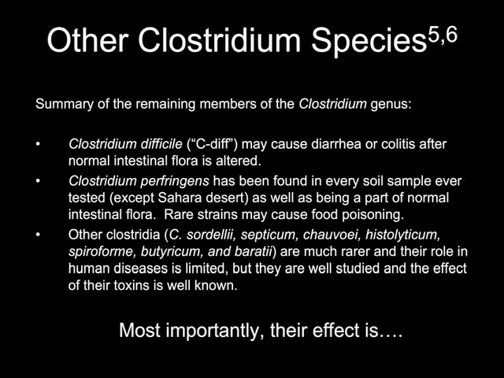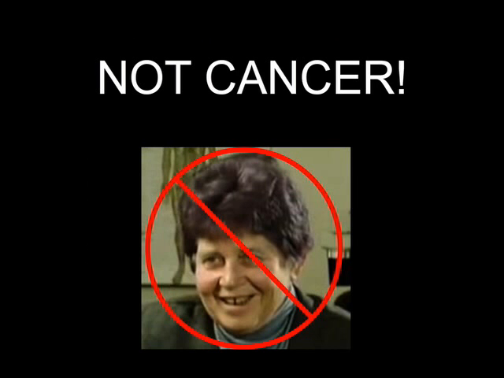Okay, I'll summarize the remaining members of the Clostridium genus. Clostridium difficile, known to health workers as C. diff, may cause diarrhea or colitis after normal intestinal flora is altered, such as through antibiotics. Clostridium perfringens has been found in every soil sample ever tested, with the exception of the Sahara Desert, as well as being a part of the normal human intestinal flora. Rare strains of C. perfringens may cause food poisoning. Other Clostridia are much rarer, and their role in human diseases is limited, but they are well studied, and the effect of their toxins is well known. Most importantly, the effect is not cancer.